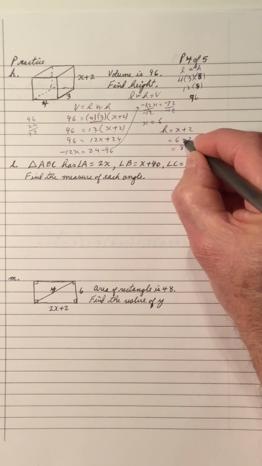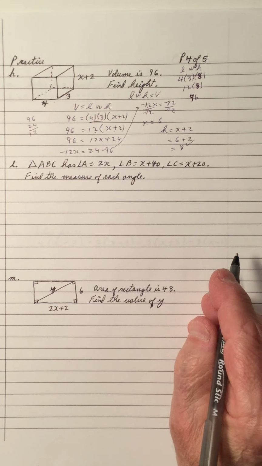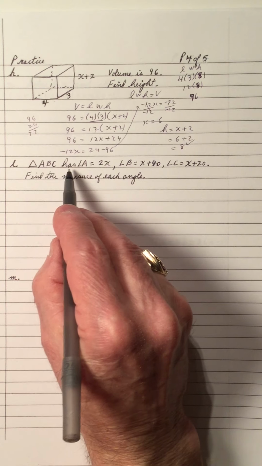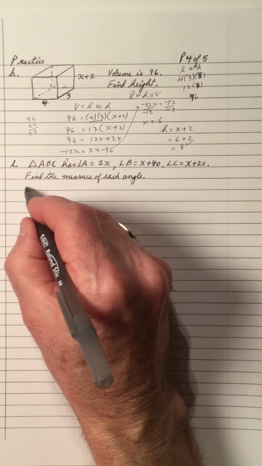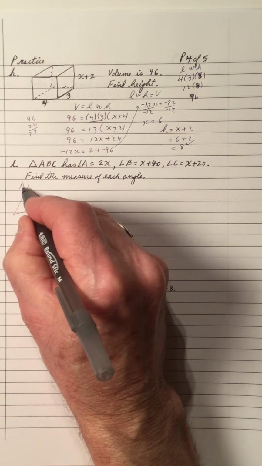So everything is okay. L, we have a triangle in which the angle A is, so what we have is a triangle ABC.